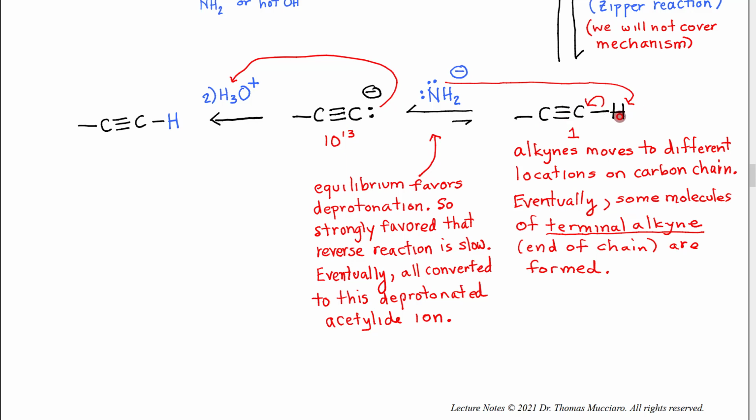So we make a molecule of terminal alkyne, it becomes deprotonated, it becomes an acetylide ion, and essentially once it is deprotonated, it's never going to go back. It's never going to be able to do the reverse Bronsted-Lowry acid-base reaction because the equilibrium so strongly favors deprotonation. That means that the activation energy for the reverse reaction is going to be very large, and it won't be able to go back up to this.